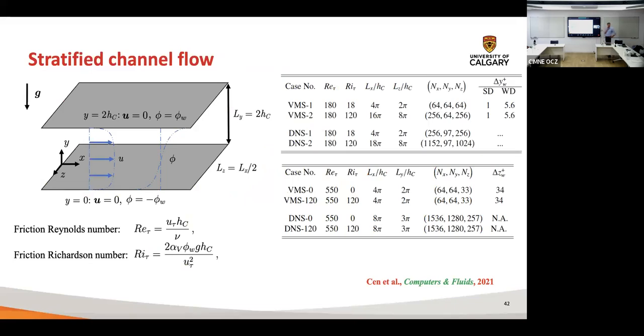So now let's start with the classical channel flow. What can be better than the channel flow? But in this case it is a stratified channel flow, and we want to show how our results compare with the DNS on much coarser meshes. So what we're doing here, we're looking at the different stratification regimes defined by the Richardson number, like 18 and 120, and we're using quadratic NURBS and weakly enforced boundary conditions here, okay? And keep an eye on the grid resolution between the VMS and the DNS, okay?